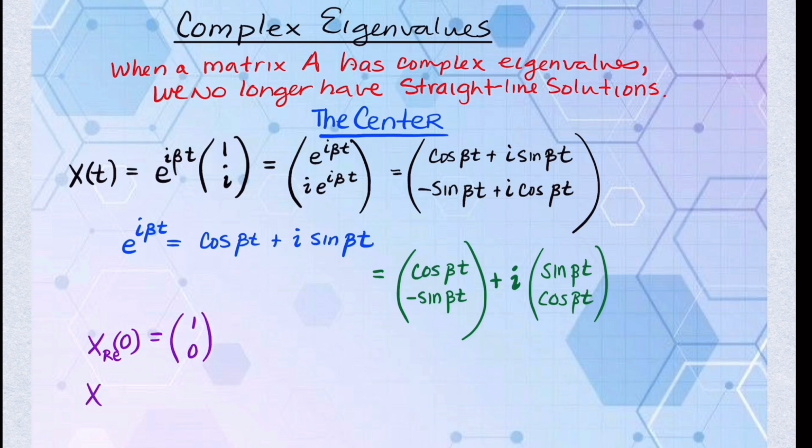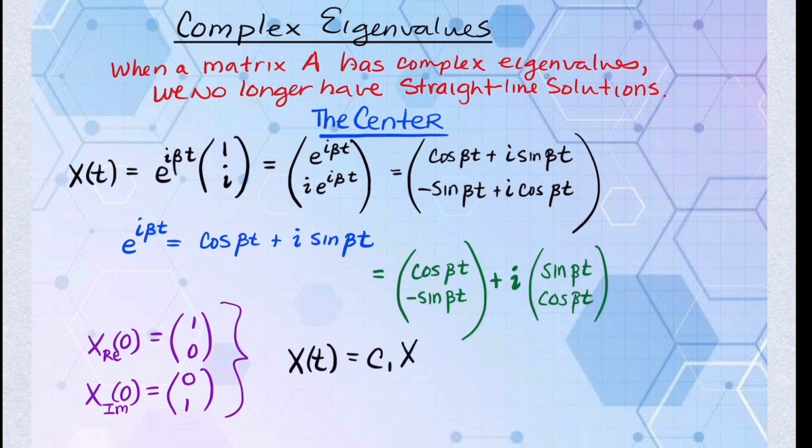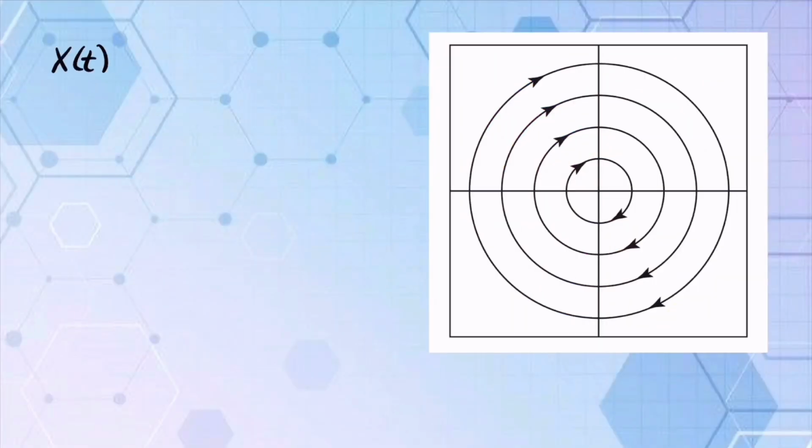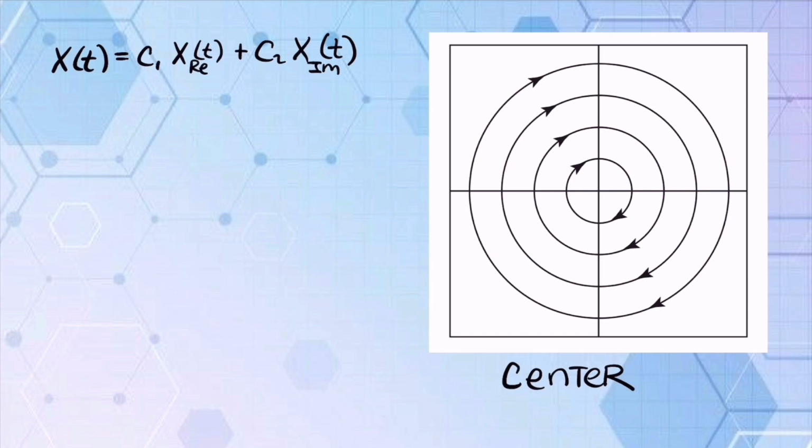So now what happens if we let t equal 0 in our real solution? In both the real and imaginary parts, we get the standard normal unit vectors. And therefore we can write the general solution to our system as x of t is a constant times our real solution plus another constant times our imaginary solution, where c1 and c2 will be determined by our initial value problem, our initial conditions. Here's the phase portrait associated with such a solution, and you can see why it's called a center, because the solution curves are concentric circles.